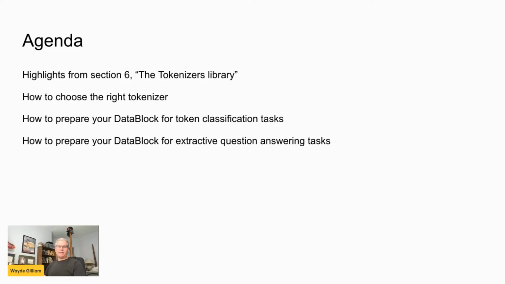The first one's token classification, which is things like named entity recognition, and learning the actual grammar, like what each word represents, a noun, a verb, adverb, whatever. So we're going to look at how do we actually get a data block so that we can create data loaders for training. And we're going to do the same with extractive question answering.